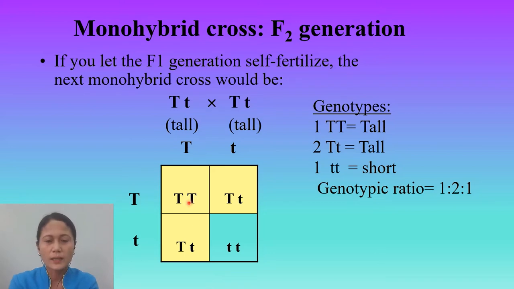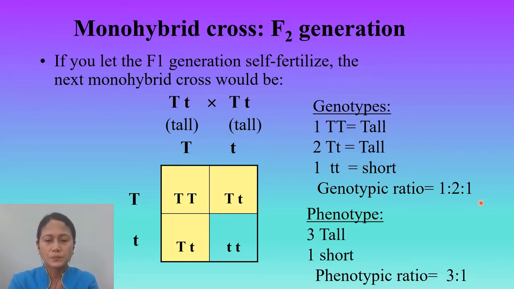So here, one homozygous for tall, and then we have this and this, two heterozygous for tall, and then we have here one homozygous for short, giving us a 1:2:1 genotypic ratio. So what about phenotypes? So the phenotypes are, of course, these three having the capital letter T would be tall. So we have three tall plants and one short plant, giving a 3:1 phenotypic ratio.